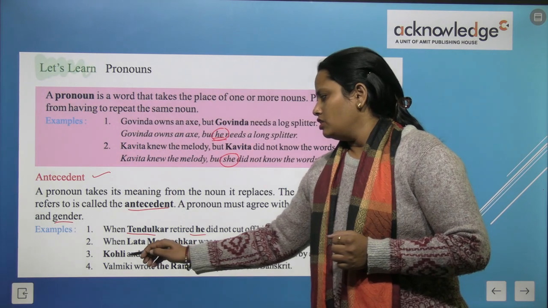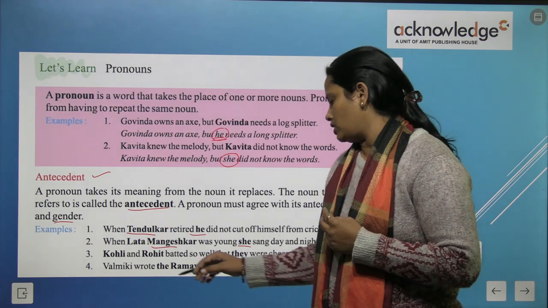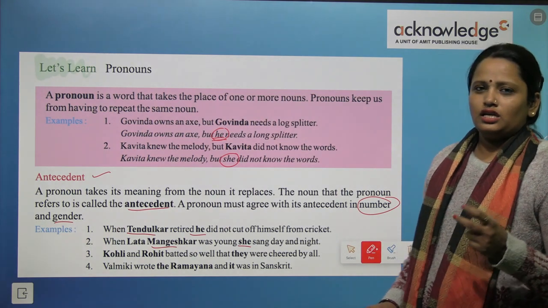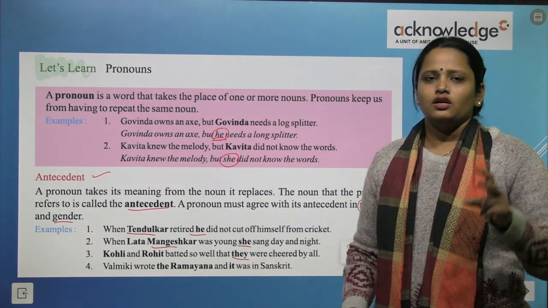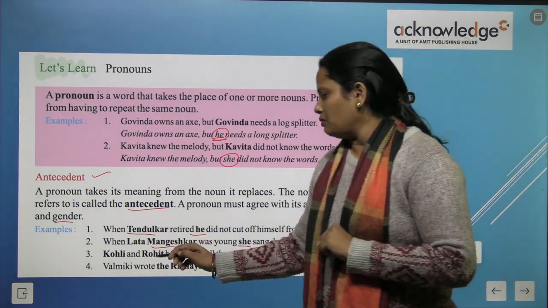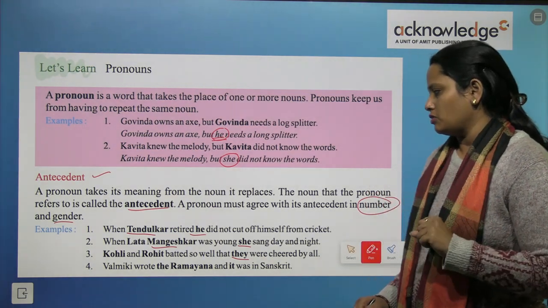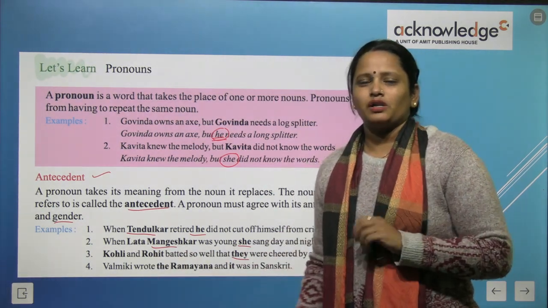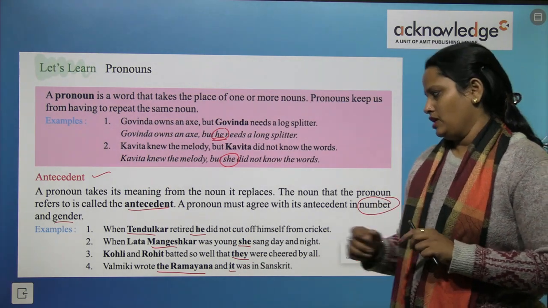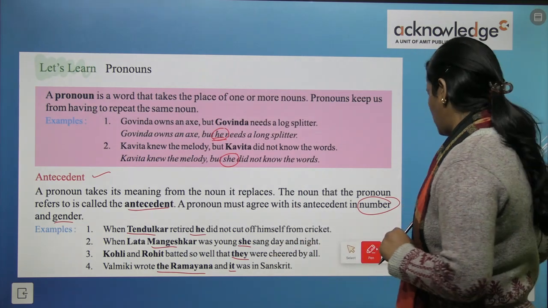Kohli and Rohit. Here we are talking about two sports personalities. दो लोगों की बात हो रही है. So Kohli and Rohit batted so well that they were cheered by all. कि सबने उनकी खूब तारीफ की. So जब दो लोगों की बात होती है तो हम यहाँ पे they use करते हैं. Valmiki wrote the Ramayana and it was in Sanskrit. वाल्मीकि ने रामायण लिखी और वो संस्कृत में थी. तो अब यहाँ पे वाल्मीकि के लिए हमने कोई भी pronoun use नहीं किया है, but the Ramayana की जगह हमने it use किया है. So Ramayana is a book और non-living things के लिए हम it use करते हैं.